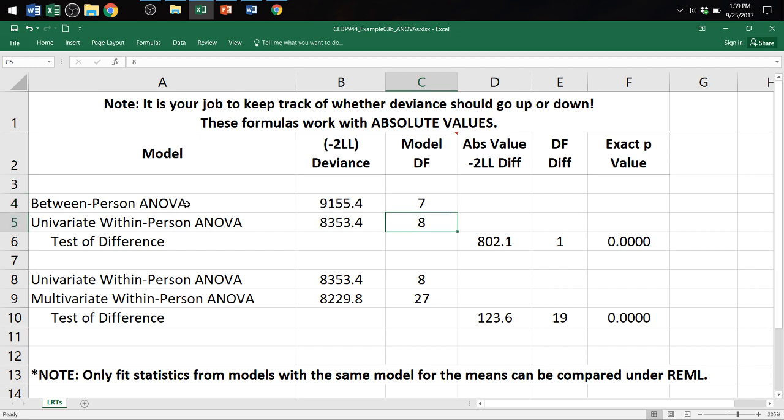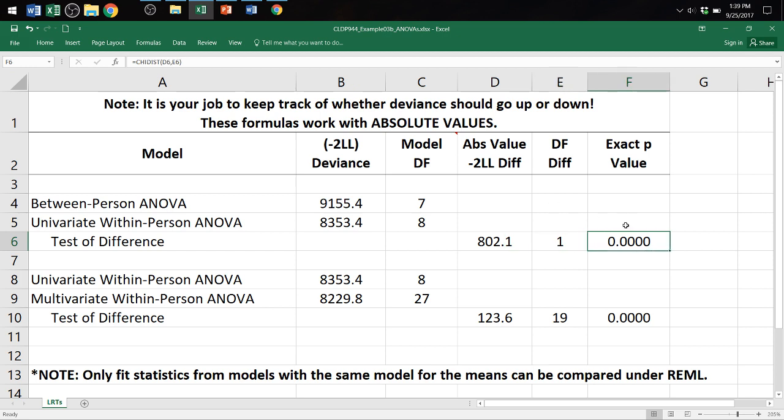Compared to adding a random intercept, the univariate within-person ANOVA, the compound symmetry model, that deviance was 8353. I added 1 parameter. And then in here, I have it set to calculate the absolute value for the difference. That way you don't have to worry about order. But just remember that the one that has fewer should be first. The one that has more should be second. The difference is 802 on 1 degree of freedom.